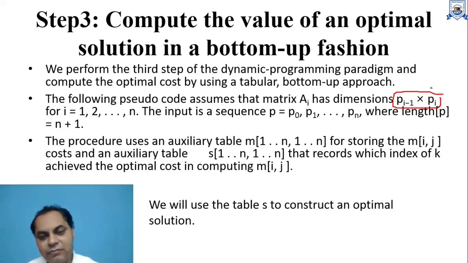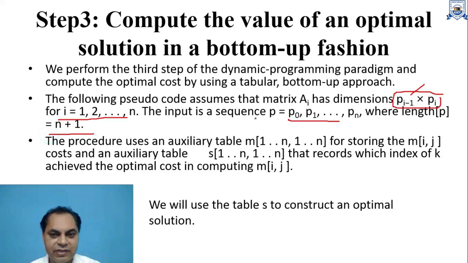So the dimensions of all matrices are put in an array, and the size of the array is n plus 1. The input sequence is p0 to pn, where the length of p is n plus 1, that means 0 to n. That means if we have n matrices, the size of the dimension array would be n plus 1.